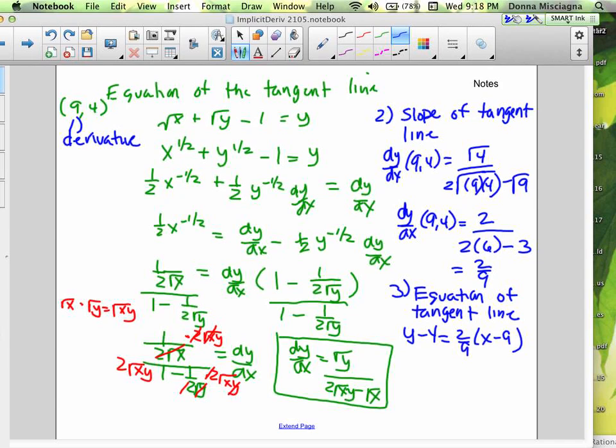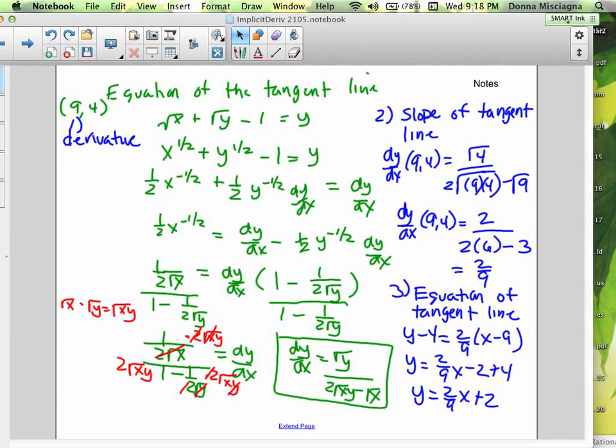Boy, that one really simplifies nicely in slope-intercept form. Maybe we'll just simplify it. y equals 2/9 x. 2/9 times negative 9 is negative 2, and then plus 4. So the equation in slope-intercept form is y = 2/9 x + 2. Couldn't get much nicer than that. And we're done with this one.